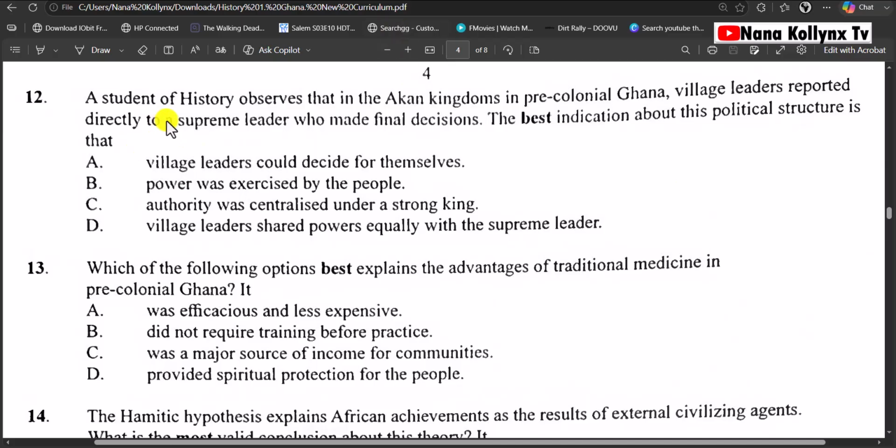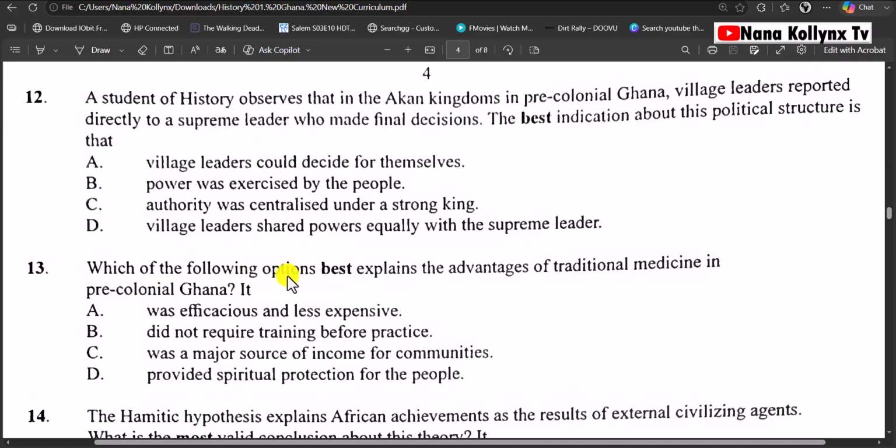Question number 12. A student of history observes that in the Akan kingdoms in pre-colonial Ghana, village leaders reported directly to a supreme leader who made final decisions. The best indication about this political structure is that.